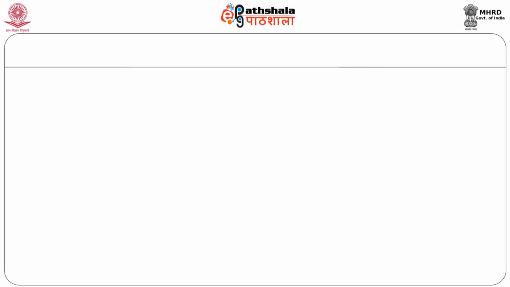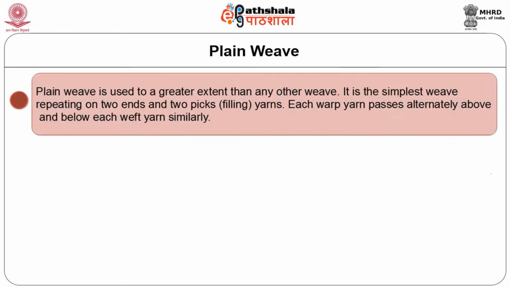Plain weave. Plain weave is used to a greater extent than any other weave. It is the simplest weave, repeating on 2 ends and 2 picks. Each warp yarn passes alternately above and below each weft yarn.